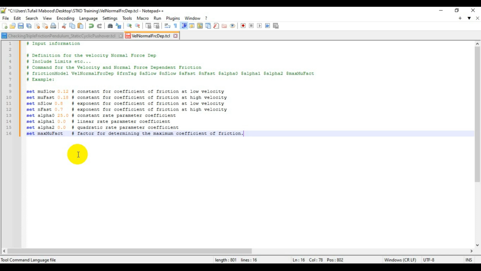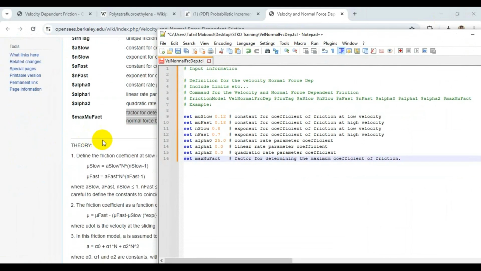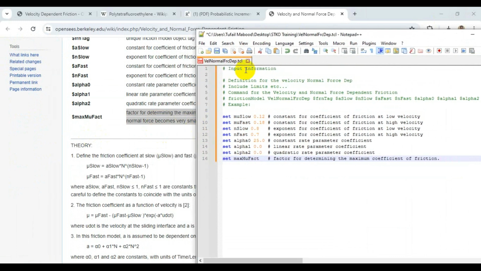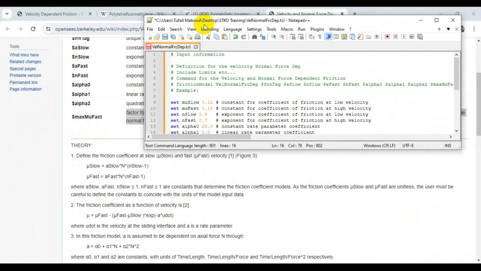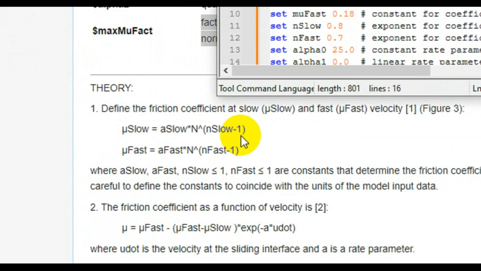According to the OpenSees documentation theoretical background, if you define a slow, let's include it here in this discussion. Let's look at the theoretical background and look at the behavior, what they are trying to discuss here. So it's given here. The definition of mu slow is actually the product of a slow multiplied by N raised to the power n slow minus 1, right? Exponential of coefficient friction at low velocity and exponential of coefficient at high velocity.